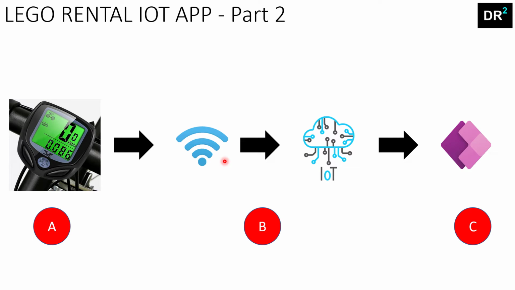Okay, then how does this work? Basically what we need is a kind of odometer that measures the distance. Then we transfer the data to an IoT hub or cloud, and from there we transfer the data to our app. And how this works is described in the following.